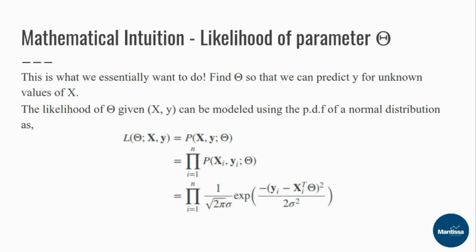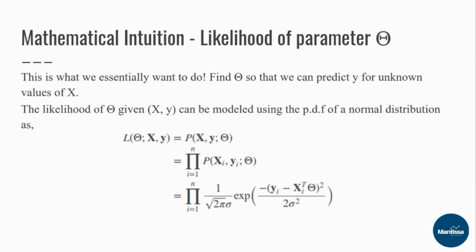And this can be represented as a product of values ranging from i equal to 1 to n. In the next line it is the product over i from 1 to n of the probability of xi comma yi given a parameter theta. In the final line of the equation, it's the product over i from 1 to n of 1 divided by square root of 2 pi sigma, times e to the power of minus (yi minus xi transpose theta) whole squared, divided by 2 sigma square.